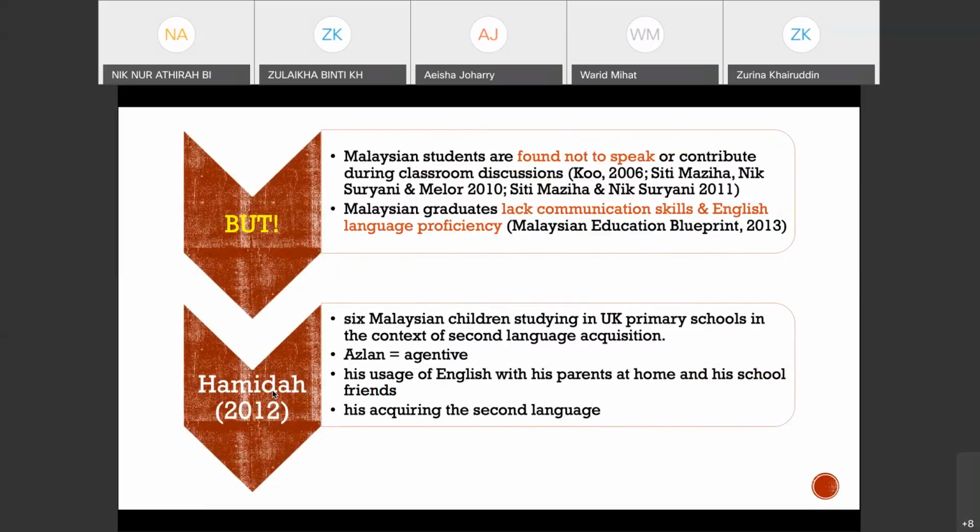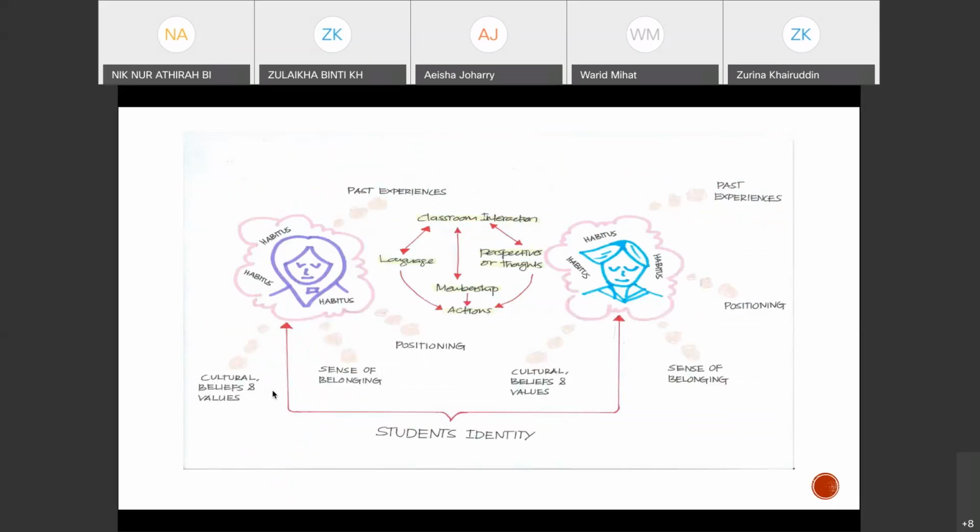However, I also found in a quite recent piece of research, in 2012, Hamidah looks at Malaysian children in UK primary schools. One of the six children was interpreted as being agentive. This is because she interpreted it from his behavior when he uses English with his parents at home and his school friends. But at the same time, English is not his first language. So my focus today is particularly on students' identity.